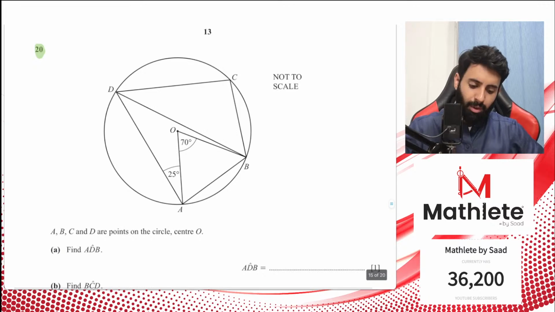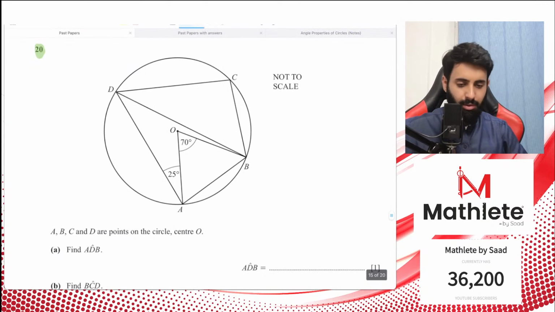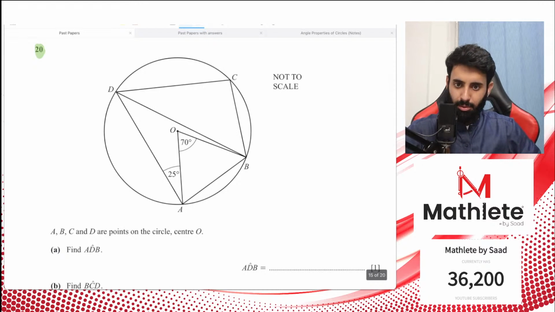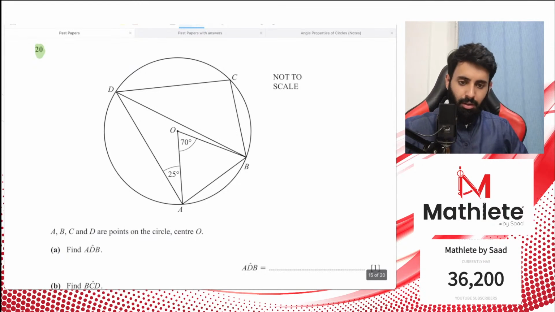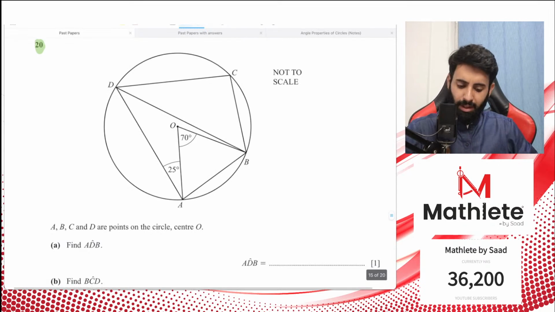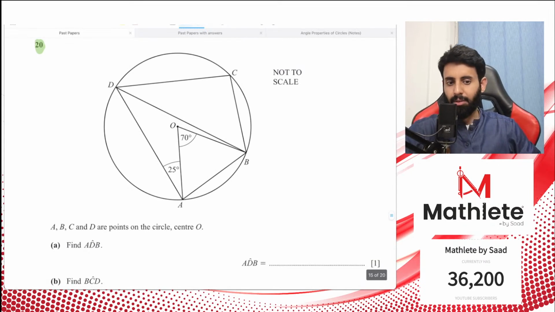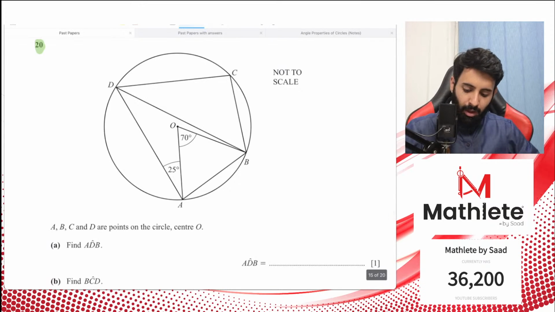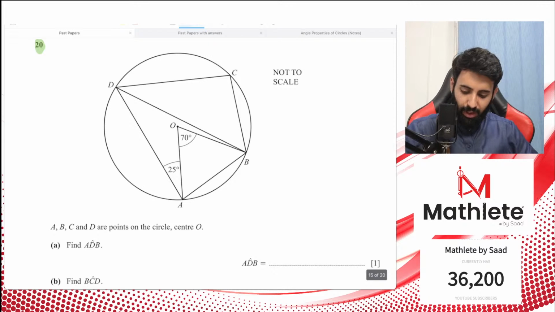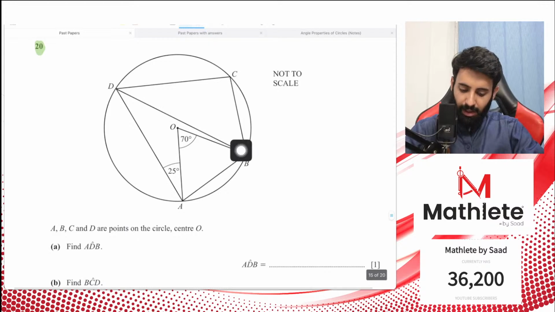Now, when you're solving a question like this, and this is especially for O-level students, not IGCSE, try and make sure that you don't use a calculator, so that you can learn how to do it without one. Even the calculations that are involved are not that difficult. So this question says A, B, C, and D are points on the circle with center O. Find angle ADB.